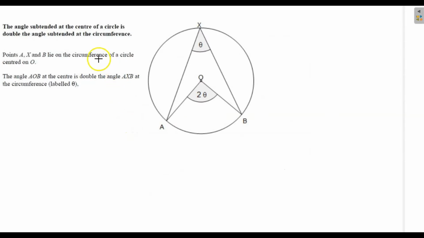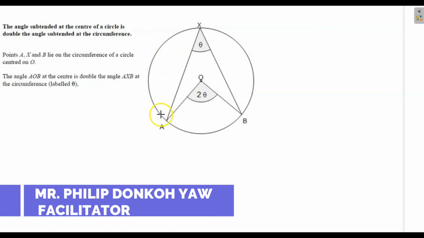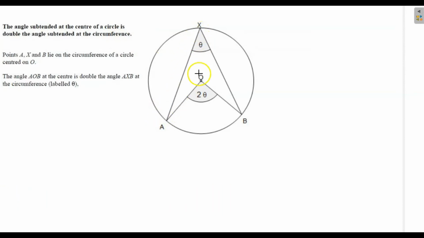Now we are beginning with 1, which states that the angle subtended at the center of the circle is double the angle subtended at the circumference of the circle, which means that when you have any angle at the center of a circle, twice the angle at the circumference gives you the angle at the center of the circle.